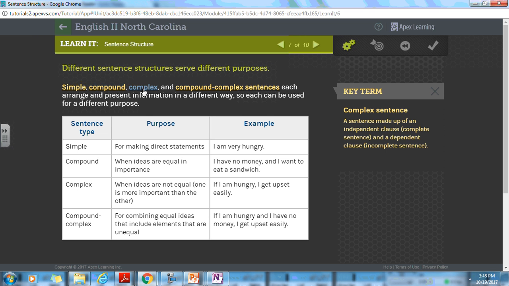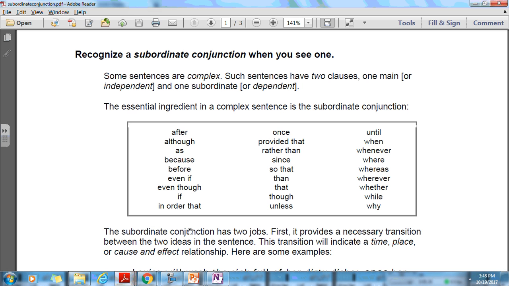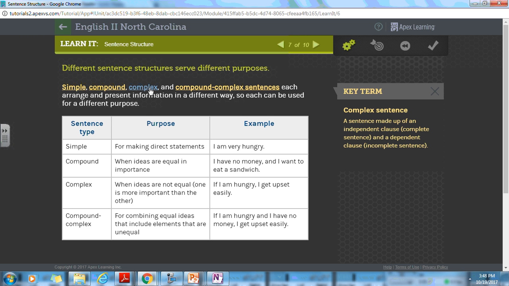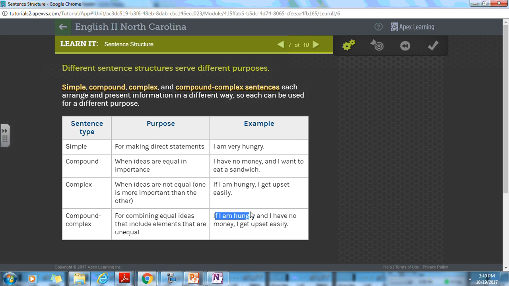A complex sentence is when you have two ideas, but one is more important than the other. And remember, one of those ideas is always going to begin with one of our subordinate conjunctions. So, if I am hungry, I get upset easily. And the last one is a compound complex sentence. That's where you want to combine equally important sentences and then add in an element that's unequal. If I am hungry and I have no money, I get upset easily. So if I am hungry is my dependent clause. I have no money, I get upset easily are my two simple sentences.